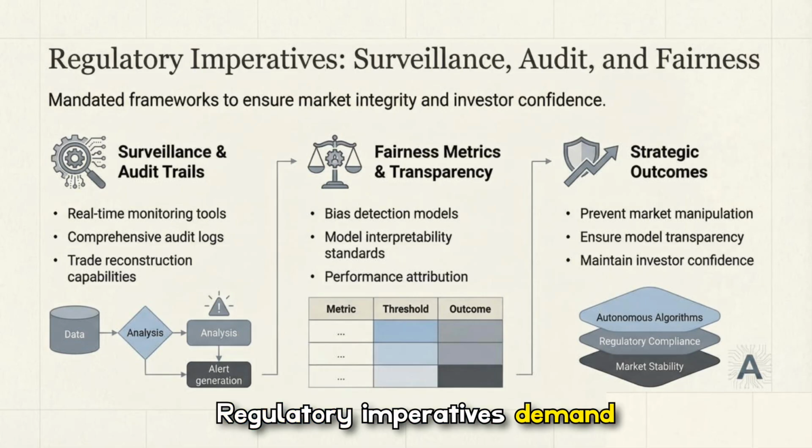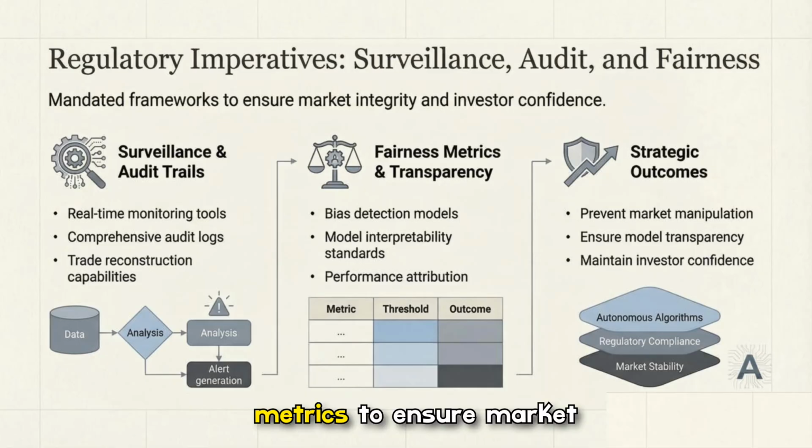Regulatory imperatives demand surveillance, comprehensive audit trails, and fairness metrics to ensure market integrity. Real-time monitoring, bias detection, model interpretability, and performance attribution support oversight and transparency. The goal is to prevent manipulation, ensure model accountability, and maintain investor confidence while allowing responsible innovation in algorithmic trading.